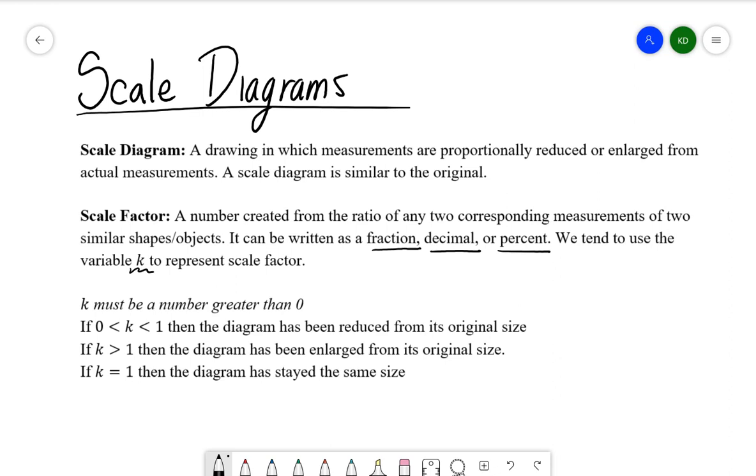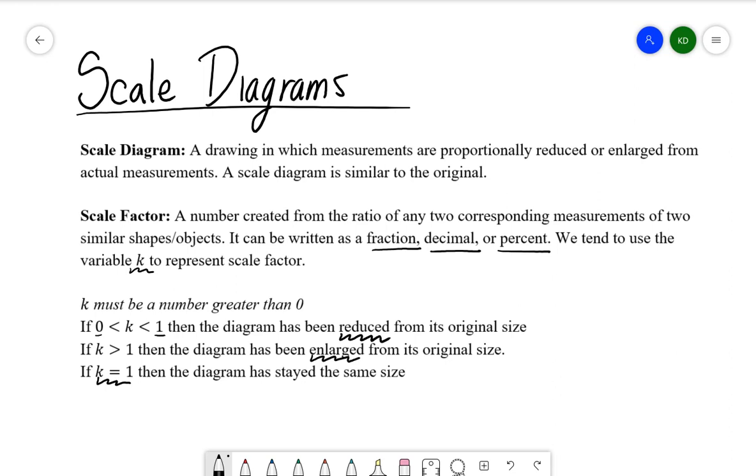If k is a number between 0 and 1, then the diagram has been reduced from its original size, so it's scaling down. If k is greater than 1, then the diagram has been enlarged from its original size, so we're scaling it up. If k is equal to 1, then the diagram has stayed the same size, so we haven't reduced or enlarged it, it's just staying the exact same.